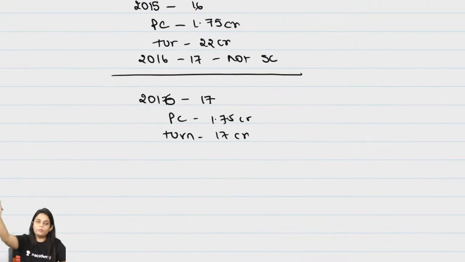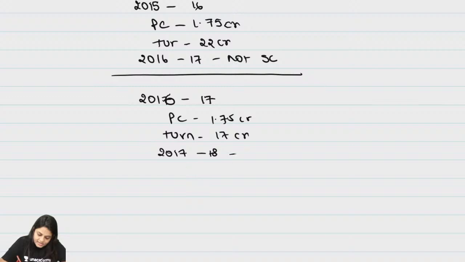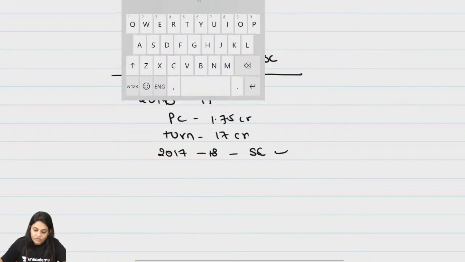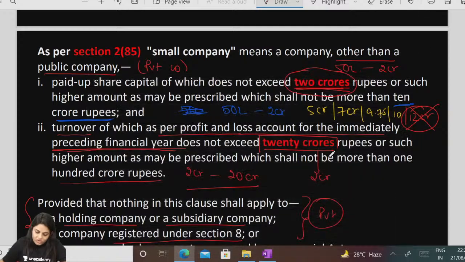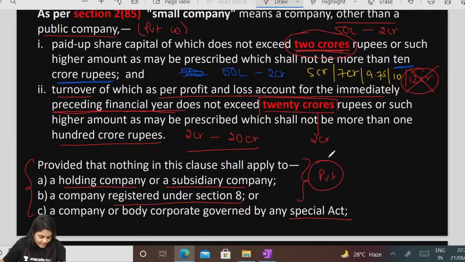We could do a time travel to the future also. So tell me, am I a small company? So in 2017-18, yes, I am a small company again. Did you understand how the status changes every year? Yes or no? Yes, yes.